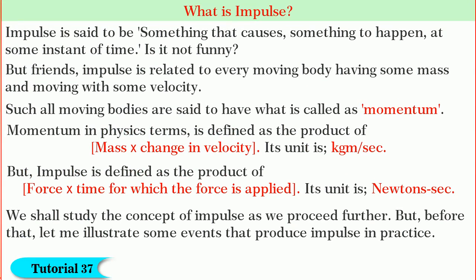Friends, on the lighter side, impulse is said to be something that causes something to happen at some instant of time. Is it not funny? But friends, impulse is related to every moving body having some mass and moving with some velocity. Such moving bodies are said to have what is called momentum. Friends, momentum in physics terms is defined as the product of mass into change in velocity. Its unit is say kg meter per second.